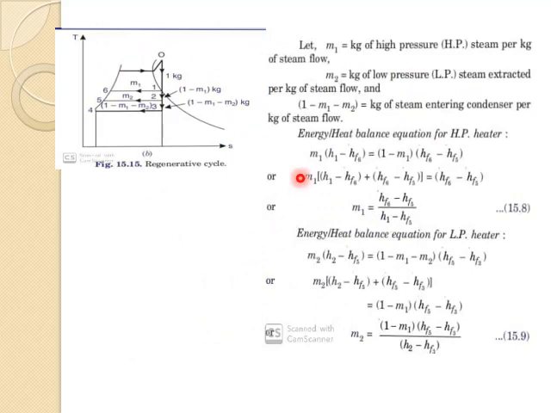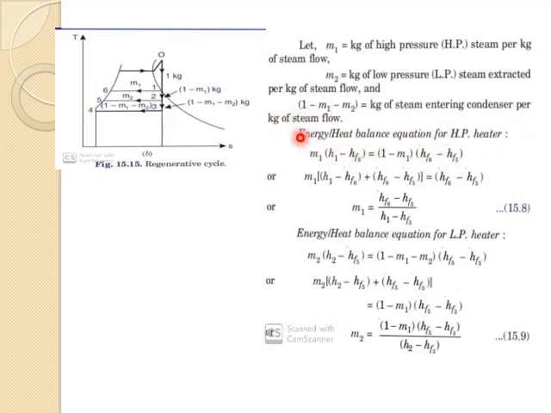Now let us have a look at the thermodynamic analysis of the regenerative cycle. Let us consider m1 kg of high pressure steam per kg of steam flow and m2 kg of low pressure steam extracted from location 2, and 1 minus m1 minus m2 will be the amount of steam entering the condenser per every kg of steam flow.